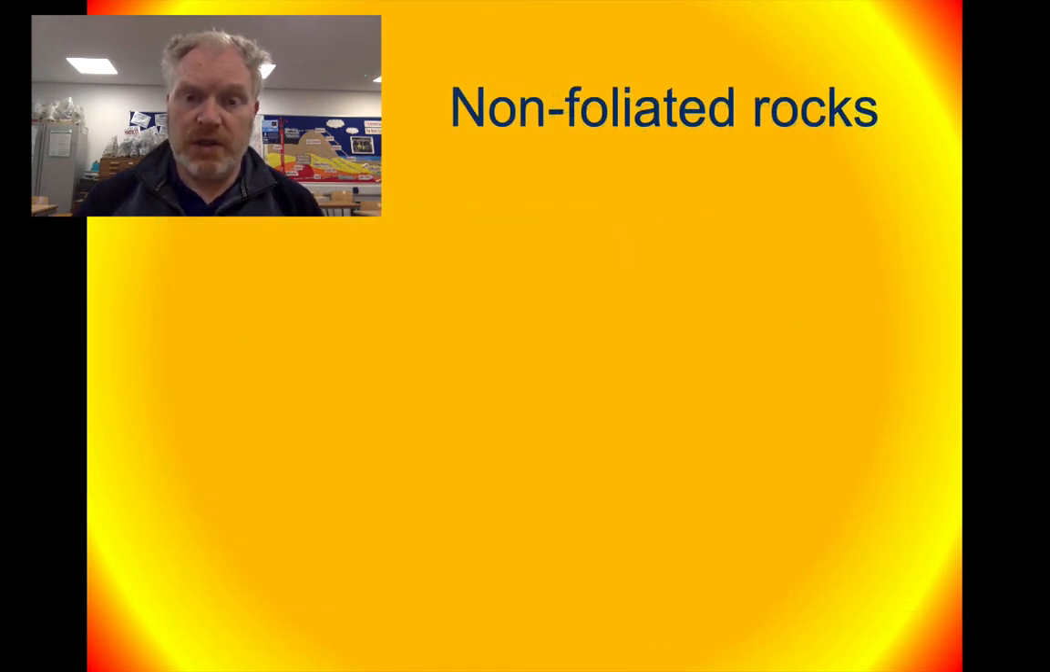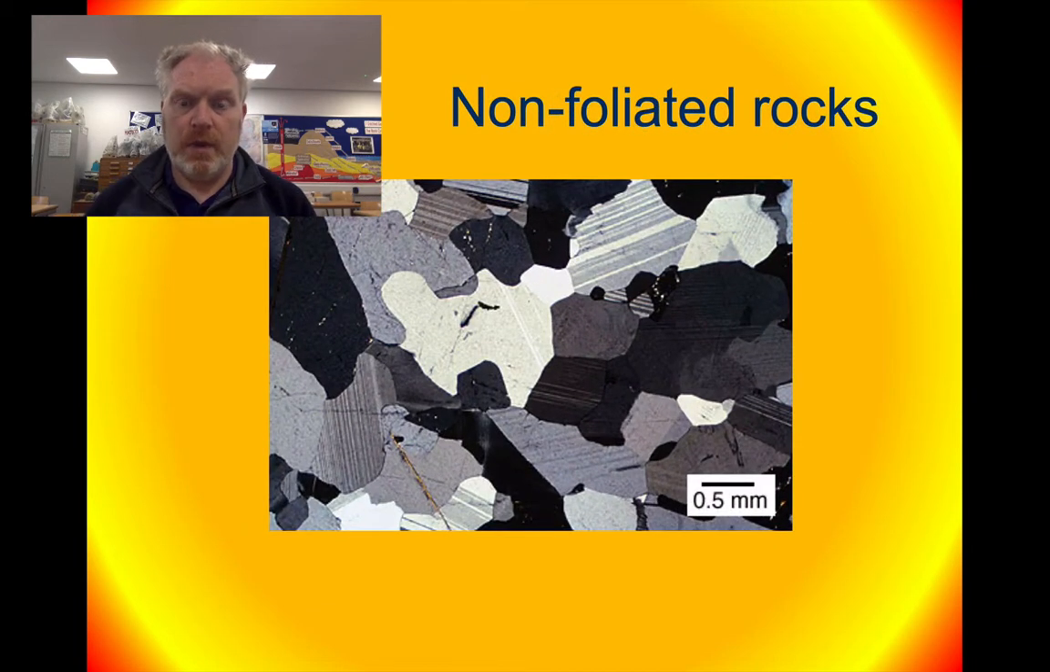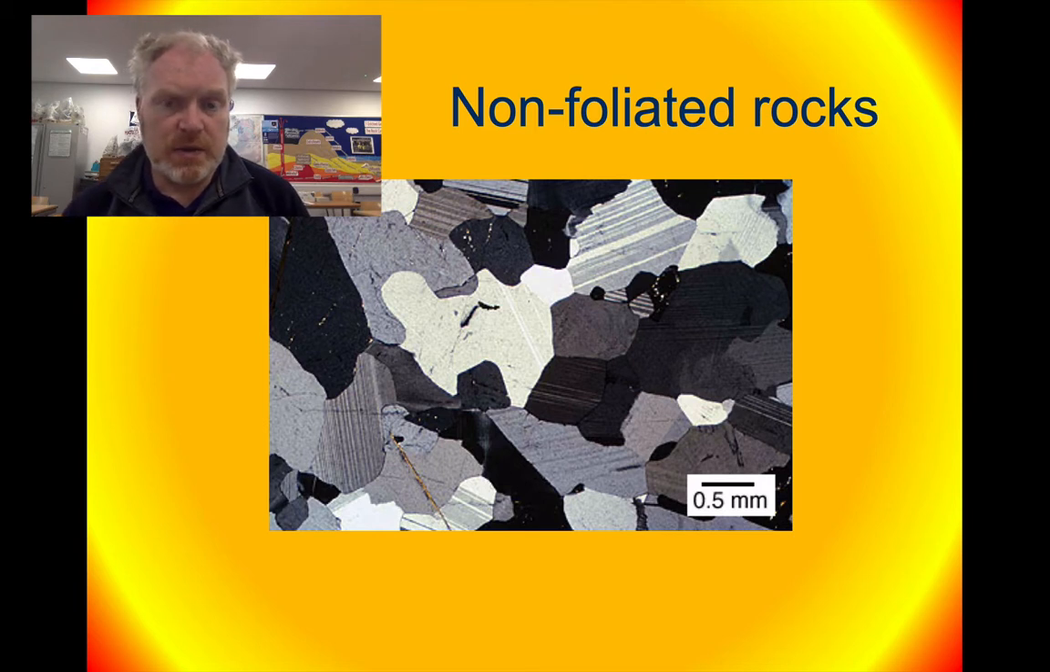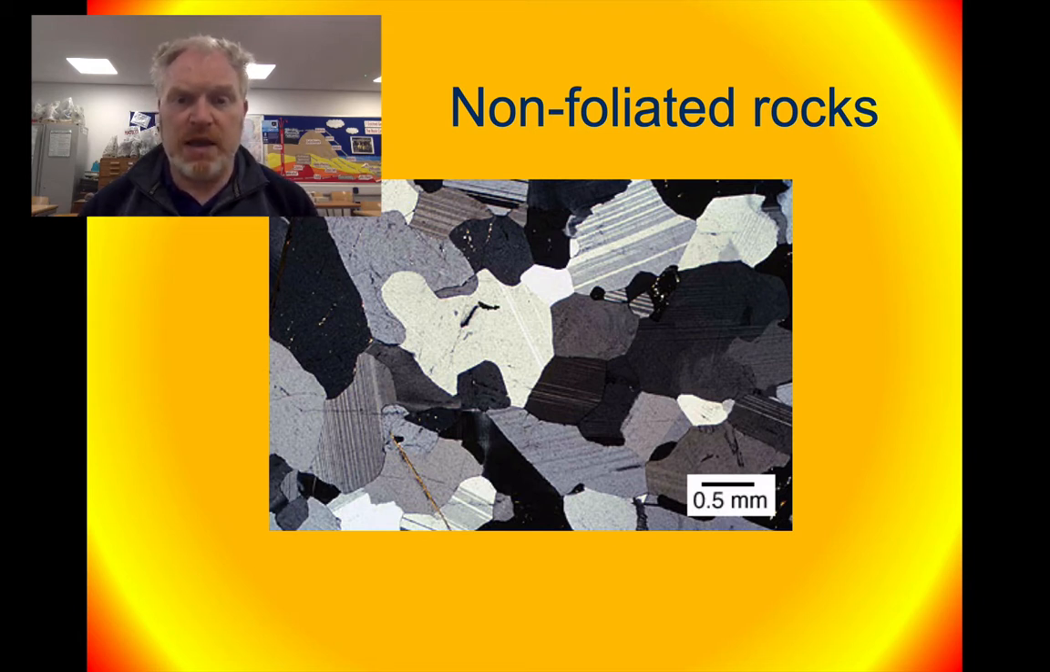Now, for the non-foliated rocks, we see a series of grains or crystals within the rock that are fused together. There are a number of ways of recognizing this. Looking for 120-degree angles between crystal faces. Looking, as you can see, just to the top left of center here, for grains that look like they've been melded together.